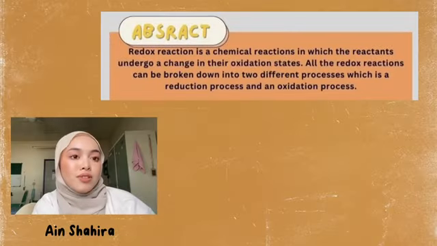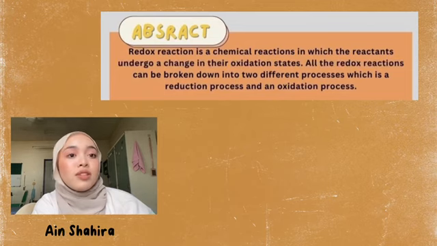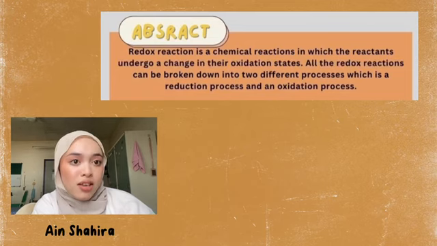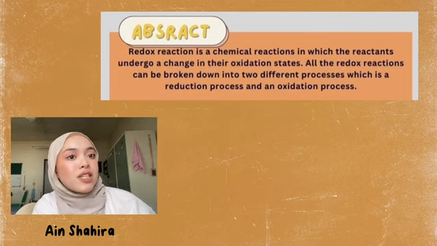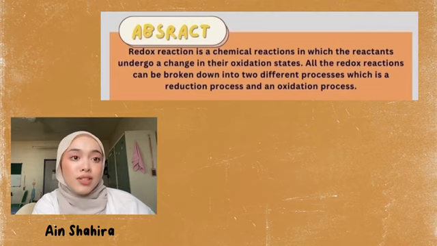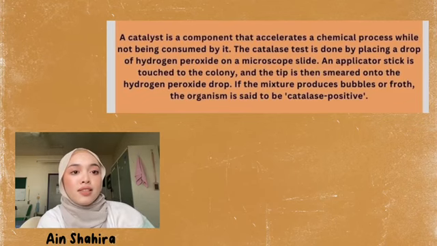For the abstract of redox reaction and catalyst activity. A redox reaction is a chemical reaction in which the reactants undergo a change in oxidation state. All redox reactions can be broken down into two different processes, which are reduction and oxidation. A catalyst is a component that accelerates the chemical process while not being consumed by it.